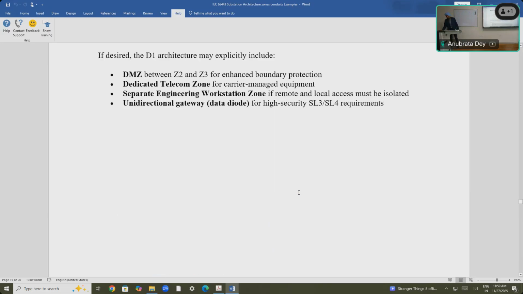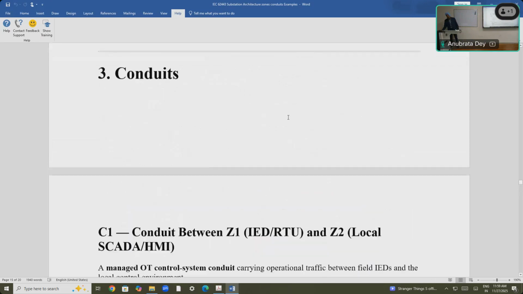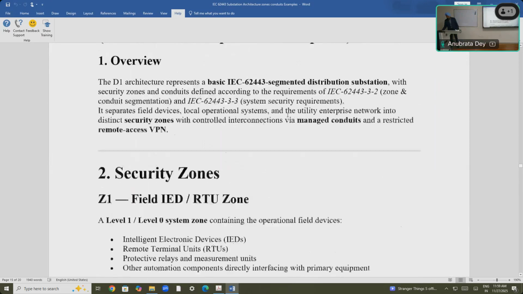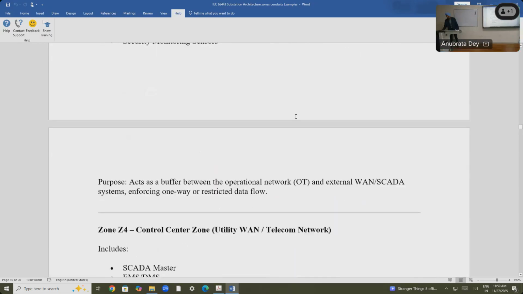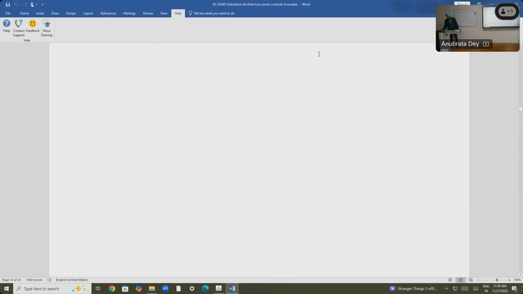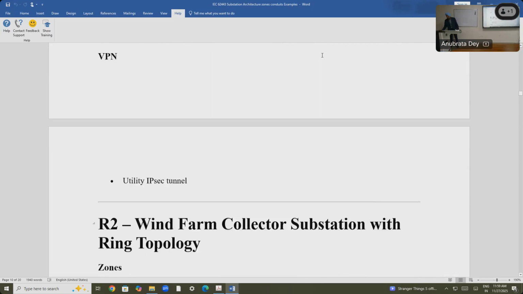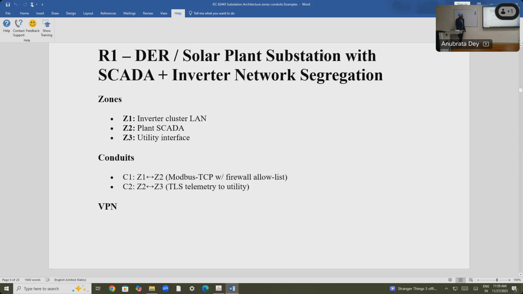One more that I want to do, and then we will quickly go through a few other examples. This is with the renewable. Let's suppose we have a DER solar plant substation. This is another scenario that we can have, with SCADA plus inverter network segregation. So very quickly, I'll go through the details, just like the others.